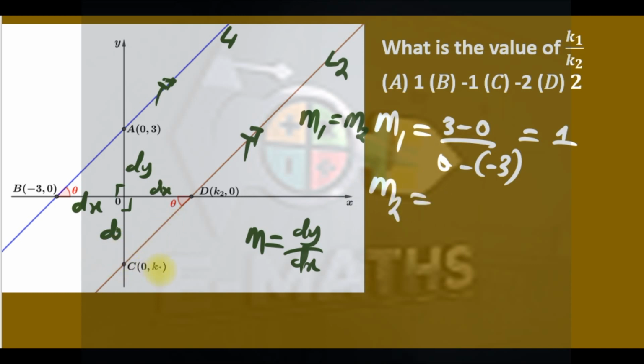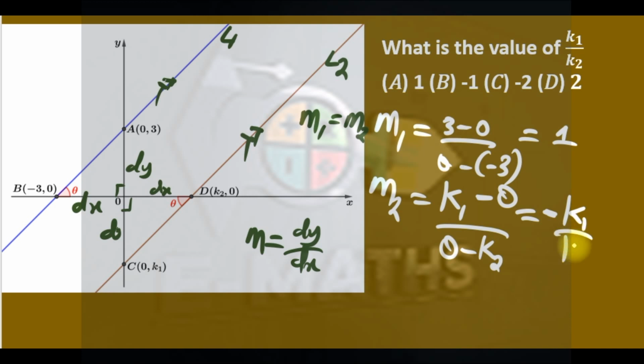Using the same thing, here is K1, because this is y. So we have K1 minus 0 over 0 minus K2. So you can see 0 minus K2. The value here is K2, that's x. And we have that is minus K1 over K2.